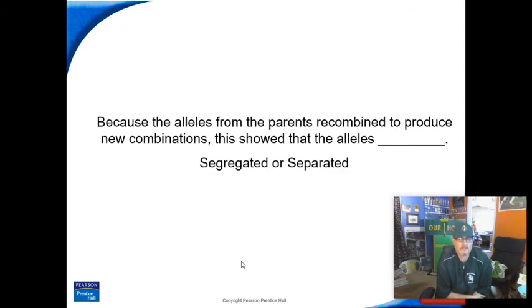Okay, because the alleles from the parents recombined to produce new combinations, meaning the short flower, this showed that the alleles, what's the best word we use to describe what happened? Segregated or separated? They mean the same thing. What's the best word? Yes, segregated. Good.